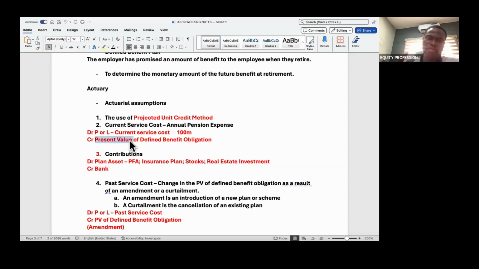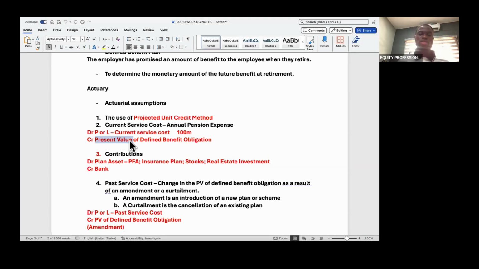The PV of defined benefit obligation is the liability, and that's the one we keep carrying forward every year. In fact, when the employee has worked for 10 or 15 years, the balance in this PV of defined benefit obligation account represents the obligation we owe to our employees. We will need to get this current service cost every year.